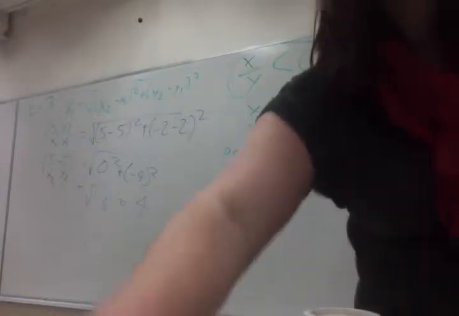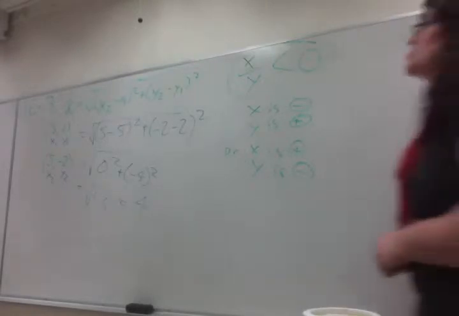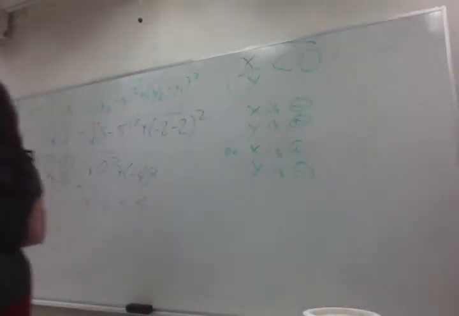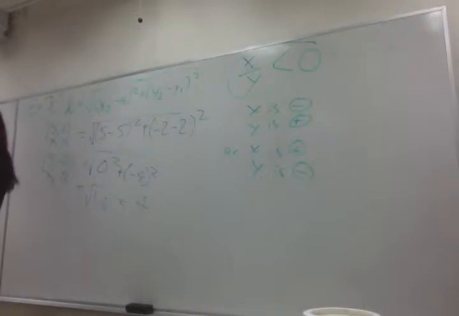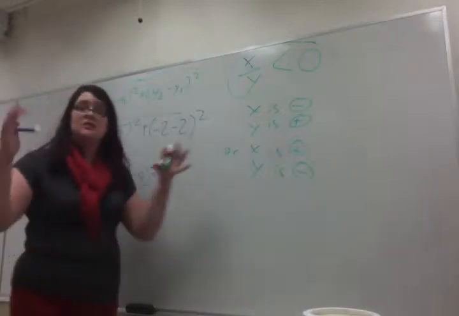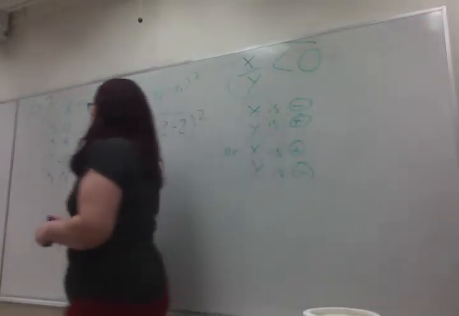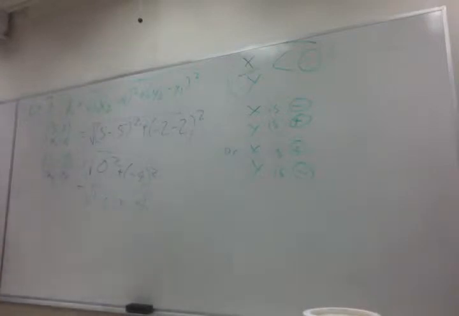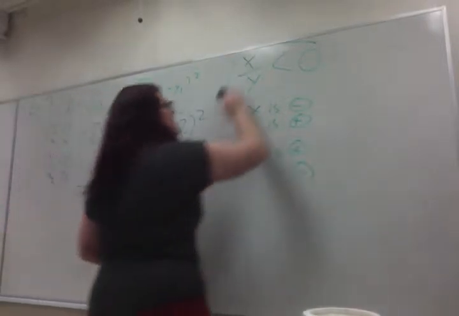Okay. Midpoint formula is the next one. The midpoint is a point halfway between 2 points. To find the point halfway between, what we're going to do is take the average of the x-coordinates, average of the y-coordinates. You add the x-coordinates together, divide by 2. Add the y-coordinates together, divide by 2.